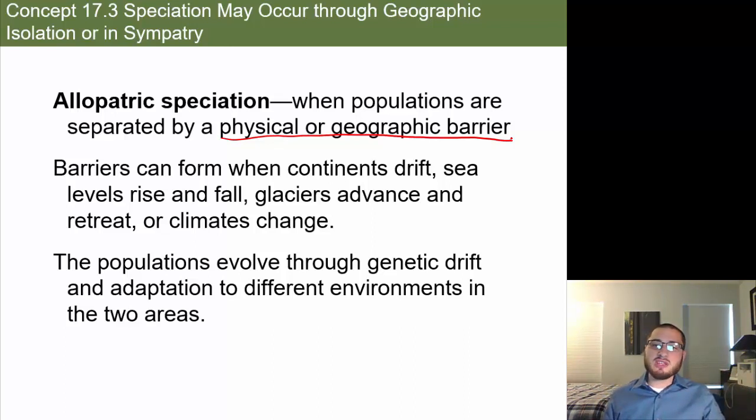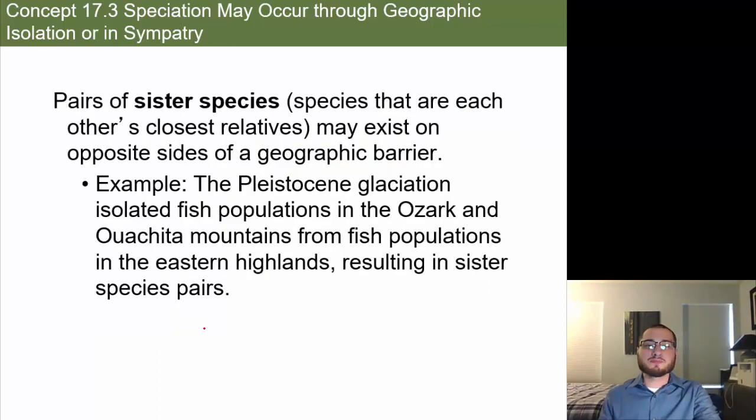Barriers can be continents drifting, sea levels rising and falling, glaciers advancing and retreating, or climate change. All these things can separate a group of organisms and make it so that they cannot have contact with each other, they cannot reproduce with each other, and they're going to evolve separately. So the populations evolve through genetic drift and adaptation to different environments in two areas. They're dealing with different pressures from different aspects of each environment that they live in.